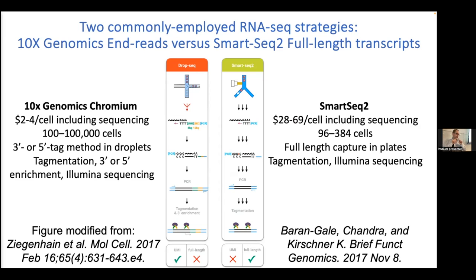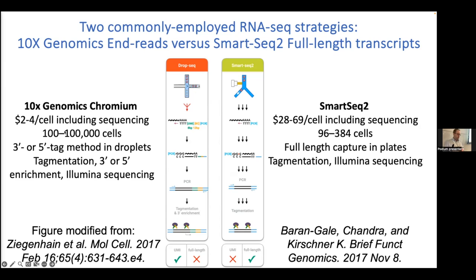transcript, so it has the benefit that you get full length, but the cost is much higher and the scale is much lower. So in this case, you get hundreds to hundreds of thousands of cells. You're limited to what you can manipulate in a plate in the lab, but it has this benefit: if you really are interested in full length transcripts, you want to do mutation calling across the whole transcript, or if splice site or splicing information is very important, the SmartSeq 2 method is really where you want to go.